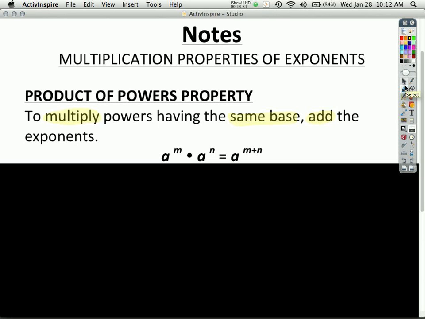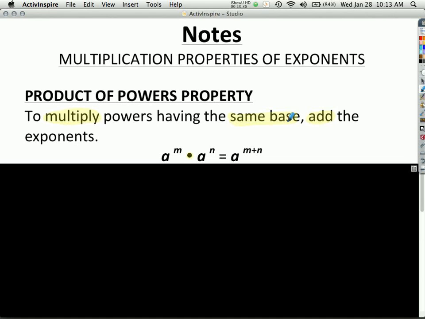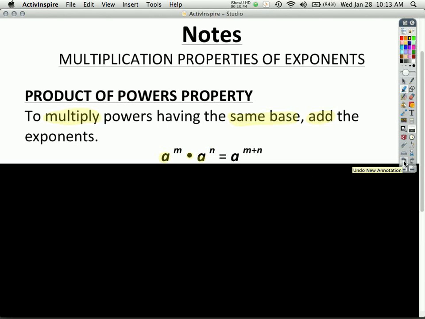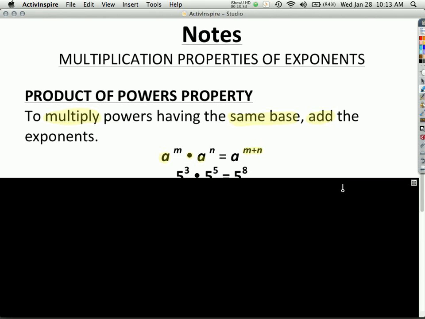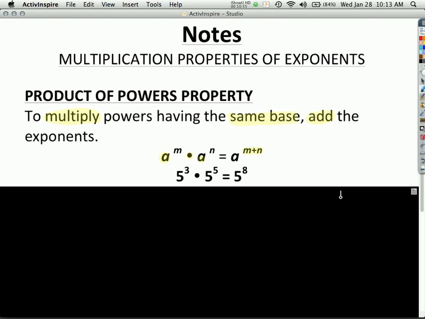So here are the words or phrases that I highlighted. Multiply, multiply. Same base, this is the base. Remember, the base is the big number. And then add the exponents, that's right there. Multiply, same base, add the exponents. So here's a more practical example. 5 to the 3rd power times 5 to the 5th power equals 5 to the 8th power.